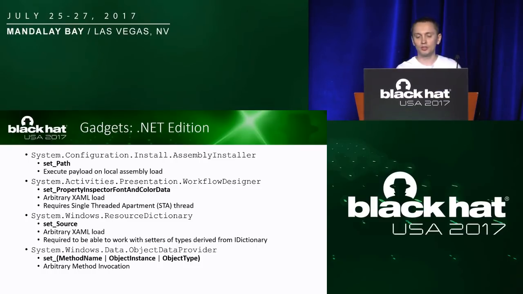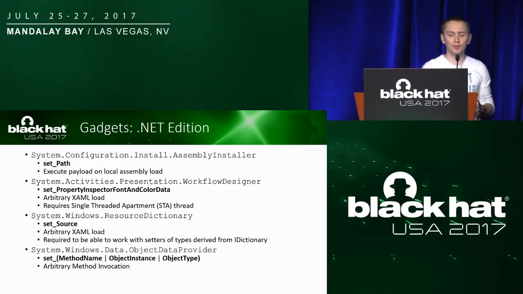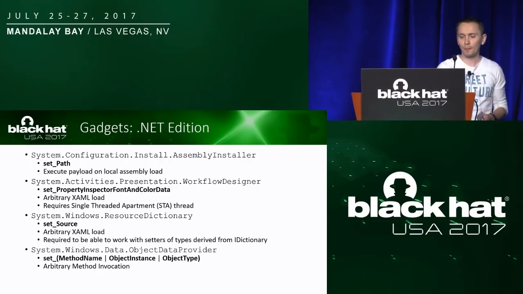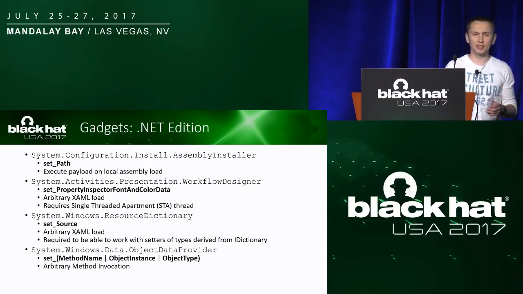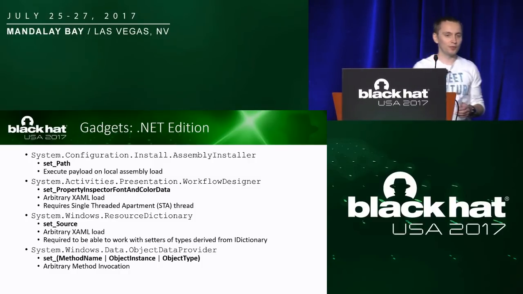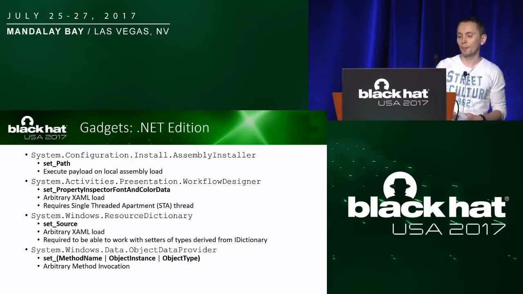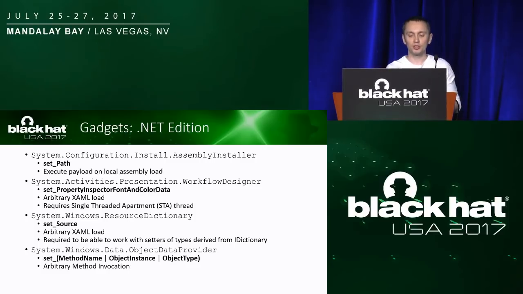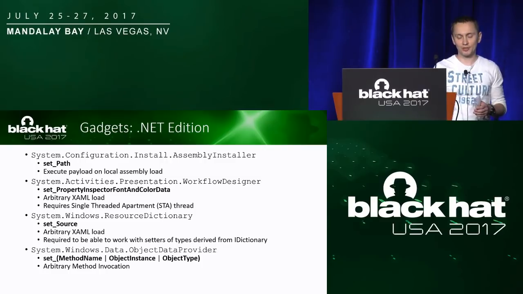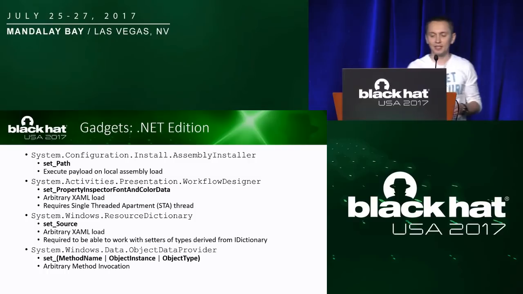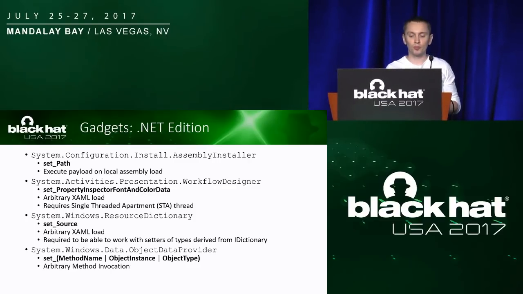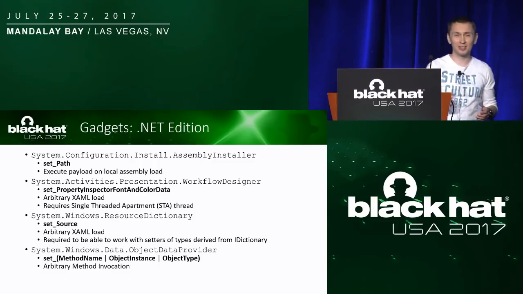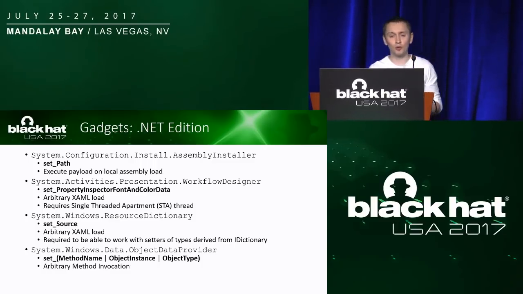The next two gadgets use a XAML parser. We will show a bit later how it can be used for arbitrary method invocation. So, the property inspector font and color data in the workflow designer type requires a single threaded apartment thread. It's quite a strong requirement, but if your target has such a configuration, you will get remote code execution. The next gadget is the Source setter in ResourceDictionary. It has a few requirements for JSON unmarshallers. They should call setters for types that implement the IDictionary interface. Often in such a case, unmarshallers are just populating key value pairs. Also, they should be able to reconstruct the SystemOverride type.